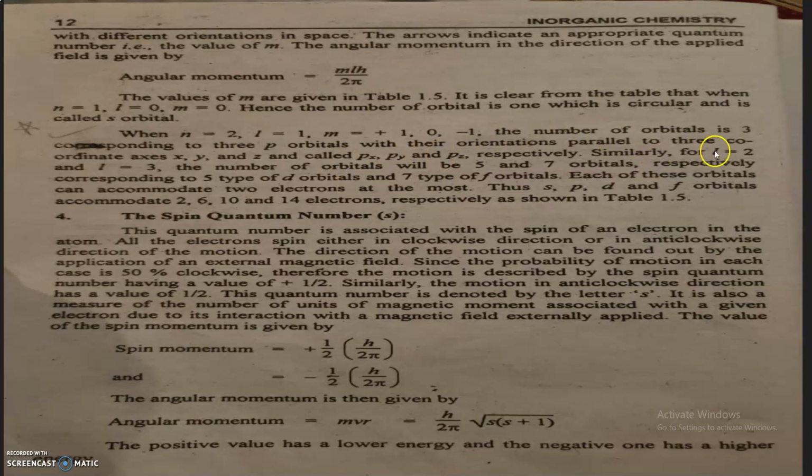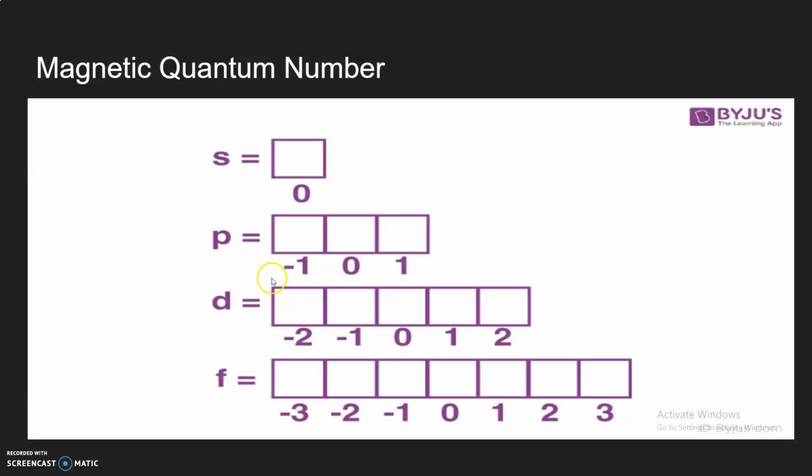Similarly, if the azimuthal quantum number L is equal to 2 and L is equal to 3, the number of orbitals will be 5 and 7, as we saw in this picture. For the d orbital it is 5 and for the f orbital it is 7.